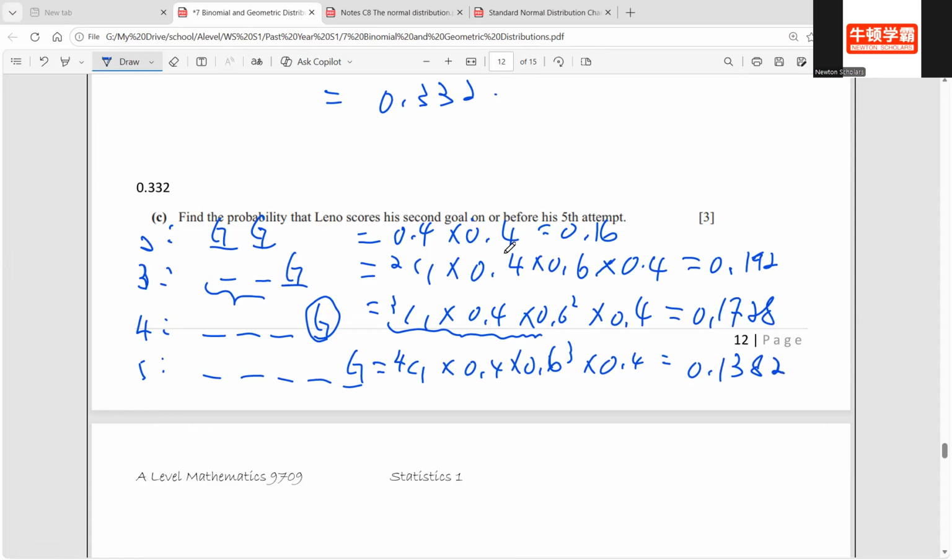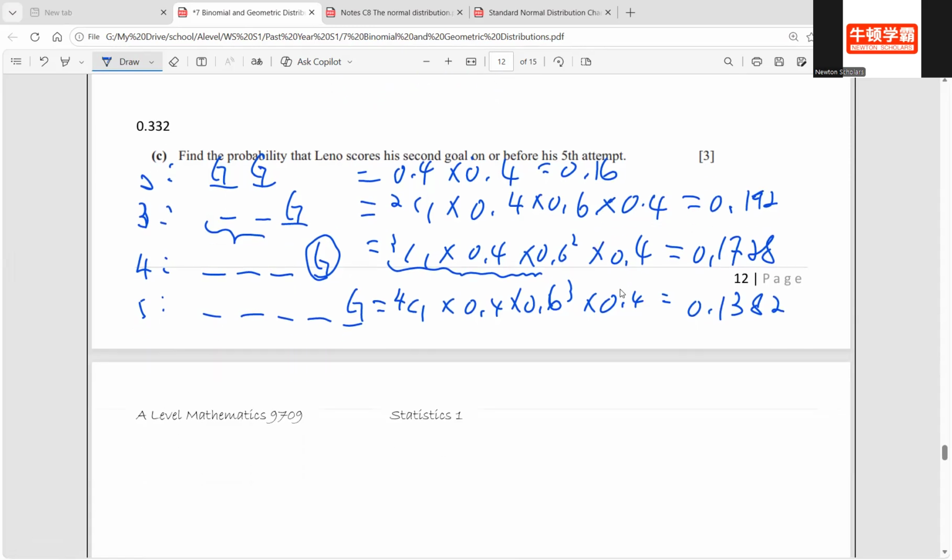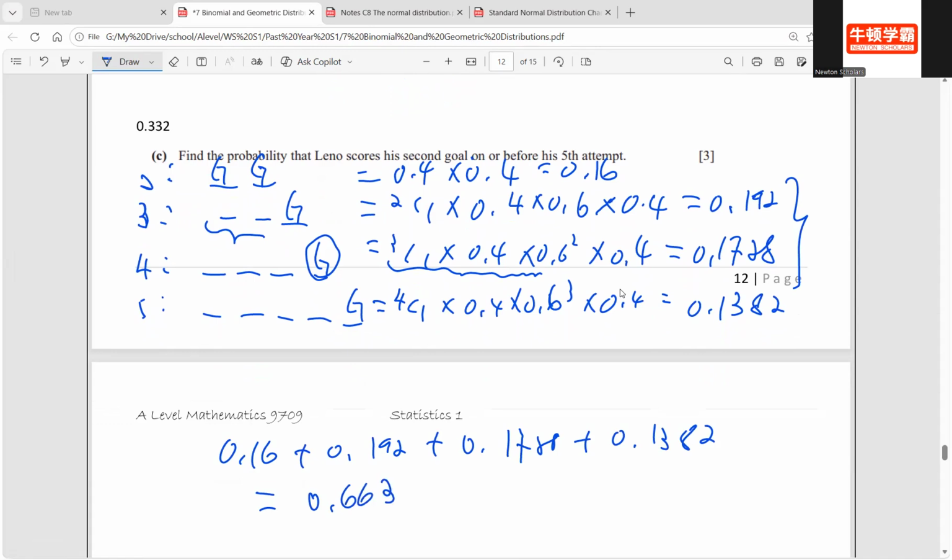Okay, so I add everything together: 0.16 plus 0.192 plus 0.1728 plus 0.1382. I add everything together and I will get 0.663. Okay, this is the answer.